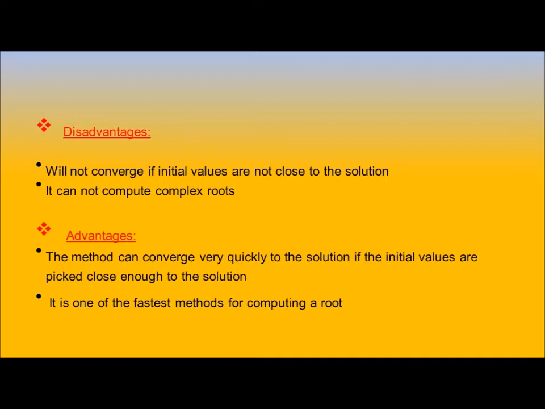Further, if we look at the advantages, the method can converge very quickly to the solution if the initial values are picked close enough to the solution. And the second thing is that this method is also one of the fastest methods for computing a root, and for that reason it is widely used today. Yes, let's see further.